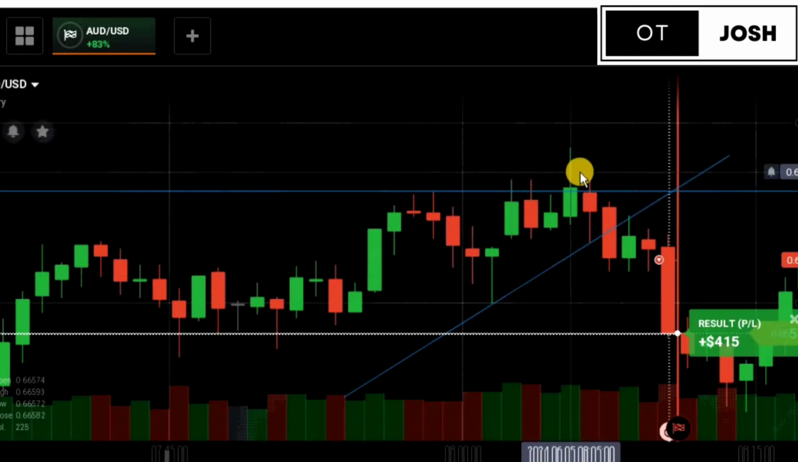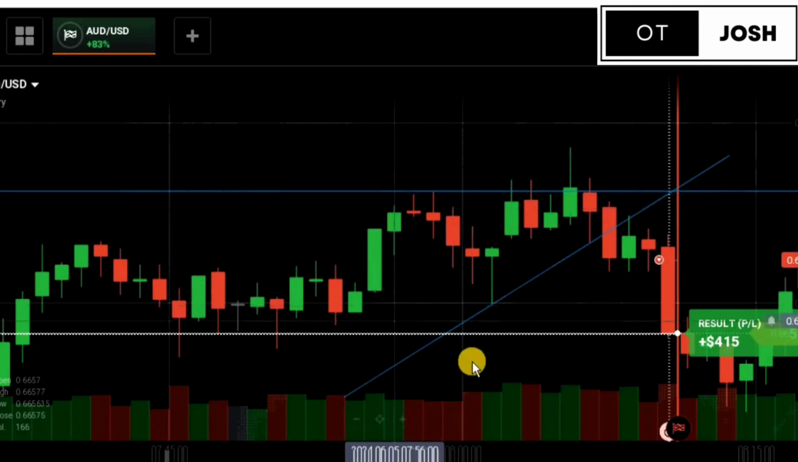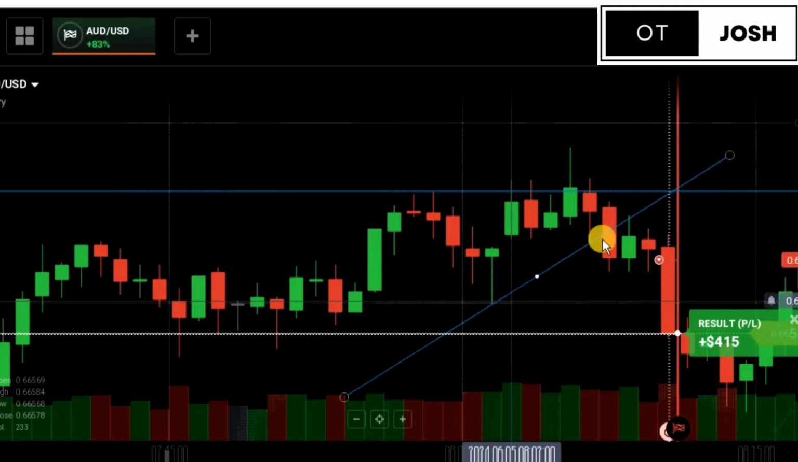First high, second high is higher than the first high. Higher lows, this is the low, this is a higher low. It forms a trend line.